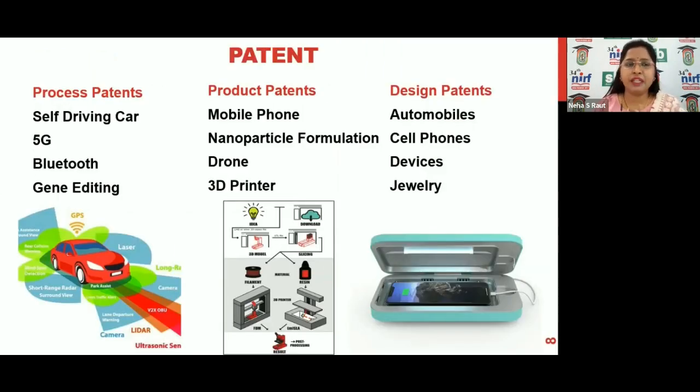Now, there are different types of patents. As I've said, process patent, product patent, design patents, right? So, process patent. I think now we have a very big boom of the self-driving car that we can operate by using an app, right? So this is a process which is new. Similarly, 5G, Bluetooth, gene editing sequence.